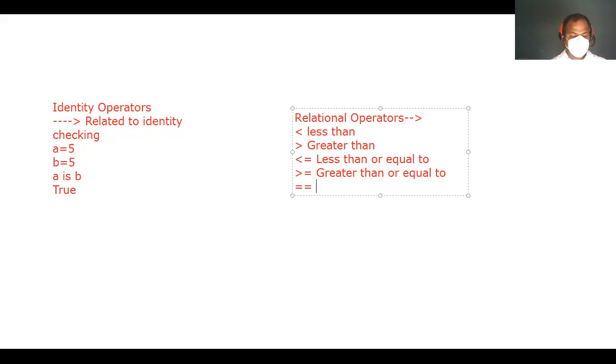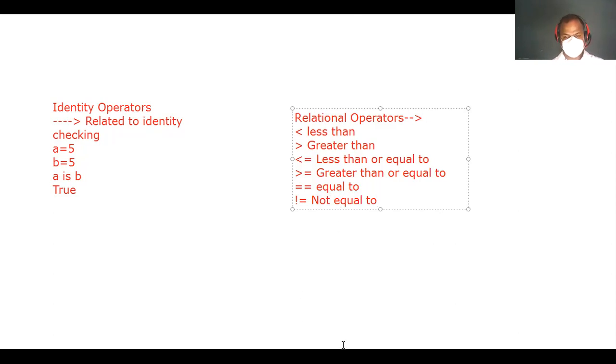Double equals to, for checking equality. Not equals to is the exclamation mark, which you will get by pressing the shift key and 1 together. That is not equal to. So these are the relational operators.